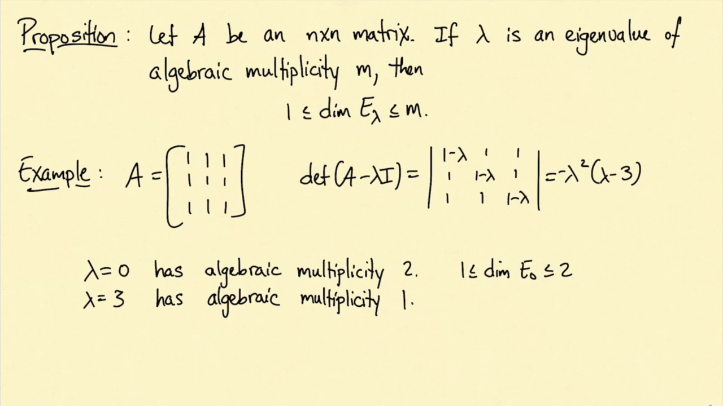The proposition also tells us that the eigenspace E3 has dimension at least as large as 1, but no larger than 1. That tells us it's either 1 or 1, so it must be 1. While this doesn't tell us exactly what line the eigenspace E3 is, it does at least tell us that E3 is a line. To actually compute the eigenspaces, we have to go ahead and compute the null space of the matrices A and A minus 3I.